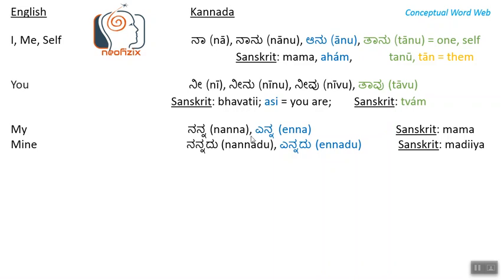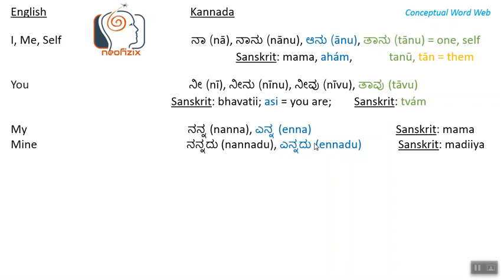And in Kannada, nanna and yenna mean my, and nannadu and ennadu mean mine. And they don't have any related sounding words in Sanskrit. In Sanskrit, we call mama as my or something close, and madiya is mine. So in this my and mine, there are no connecting words between Sanskrit and Kannada.